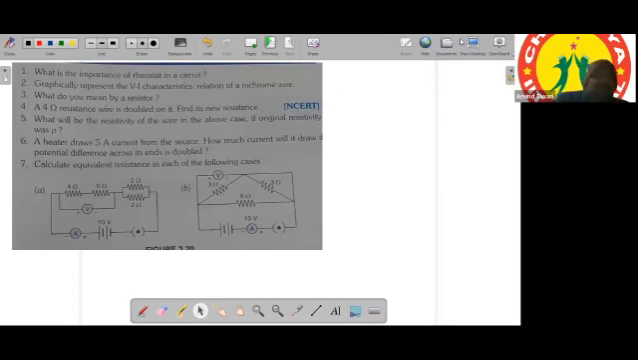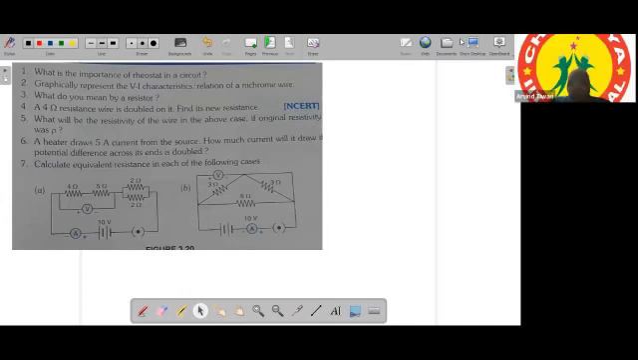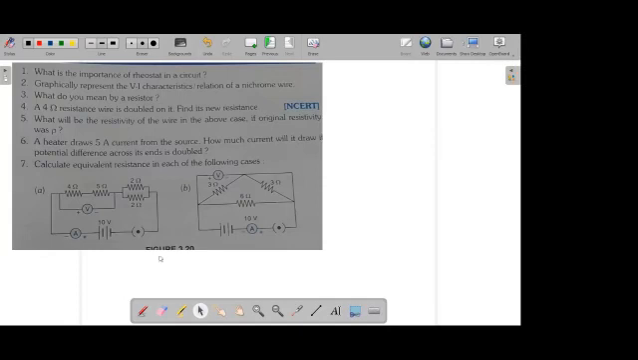Then question number 4: a 4 ohm resistance wire is doubled on it. Find its new resistance. So what will be the new resistance? Sir, is it 16? No, check it once more. A 4 ohm resistance wire is doubled on it. Doubled on it means?